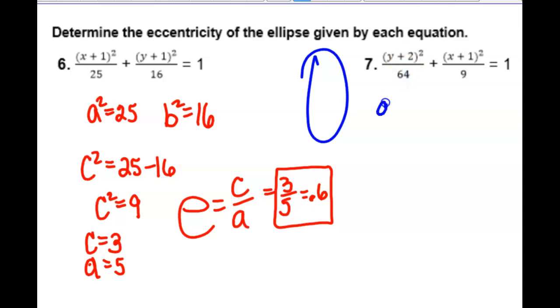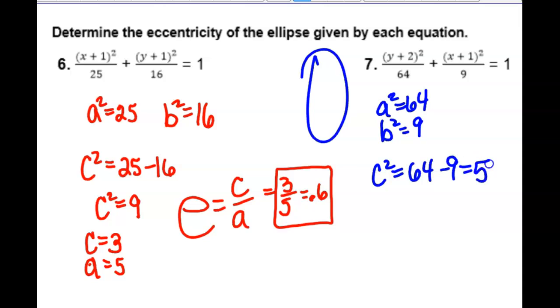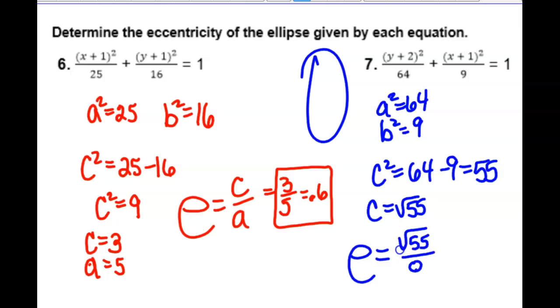But what is A squared? And B squared? So C squared would be 64 minus 9, or 55. Did I do that right? So C is the square root of 55. And E would be what over what? Square root of 55 over 8. Can somebody divide that out and give me a decimal?